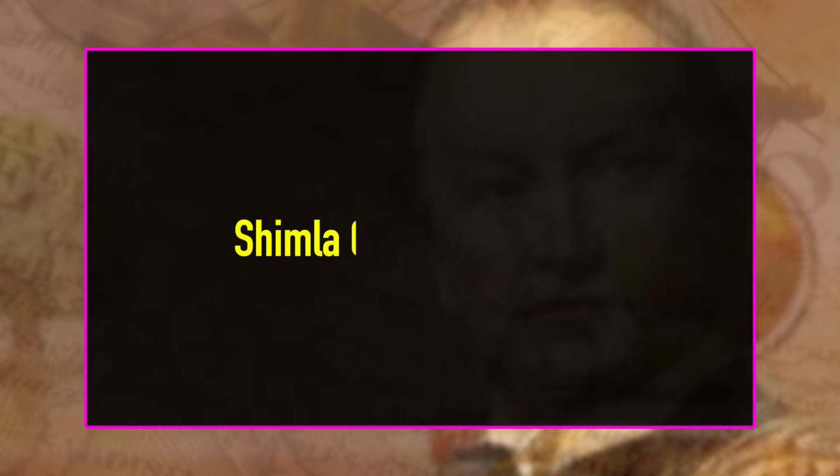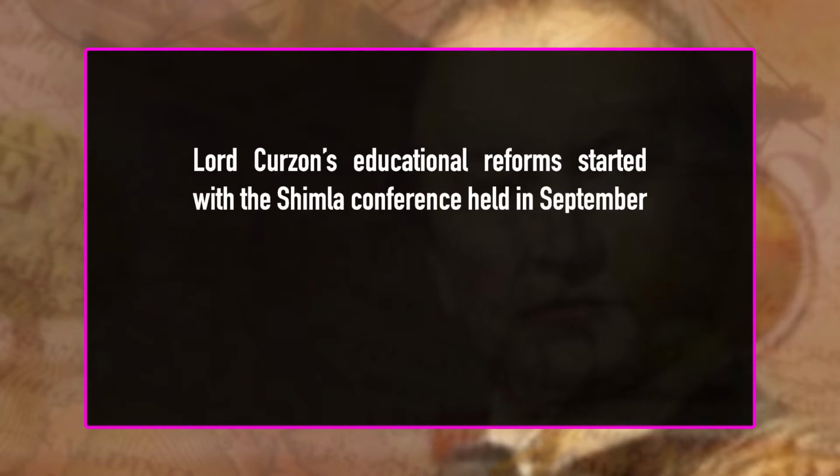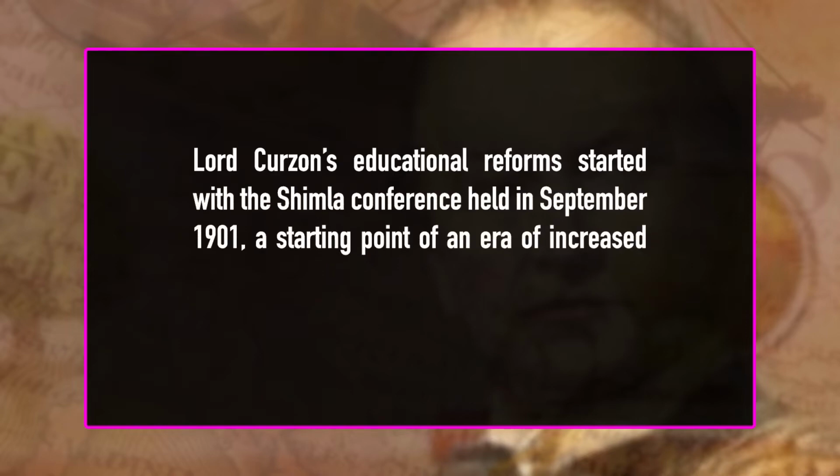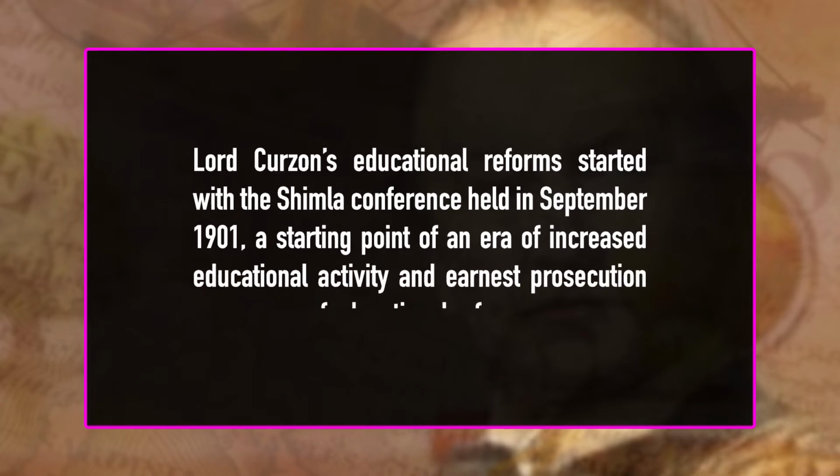Dear students, let us now review the conference which was held by Lord Curzon at Shimla in 1901. Lord Curzon's educational reforms started with the Shimla Conference held in September 1901, a starting point of an era of increased educational activity and earnest prosecution of educational reforms. The conference was attended by the provincial directors of public instruction, representatives of the Christian missionaries, and a few selected educationists. But the representatives of the Indian people were conspicuously absent.